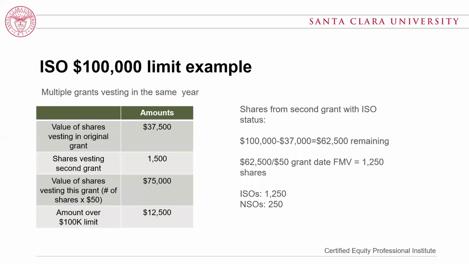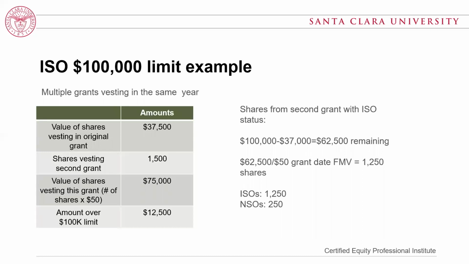So how does it work if you've got multiple ISO grants vesting in a year and that puts them over the limit? When that happens, as we mentioned before, the options over the $100,000 limit are disqualified and taxed like non-qualified stock options, NSOs. If the person has multiple grants, the options are taken in the order they were granted when calculating the limit. So looking at this example, it adds another grant to the one on the previous slide.